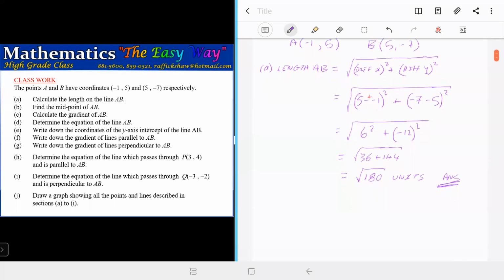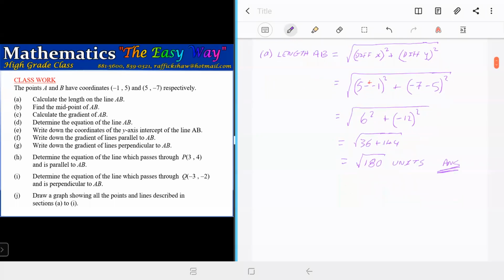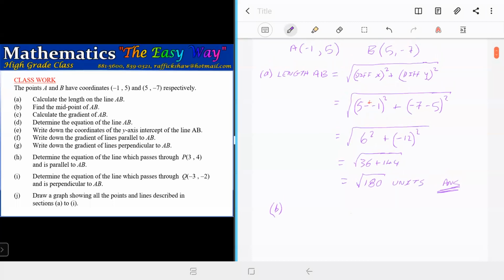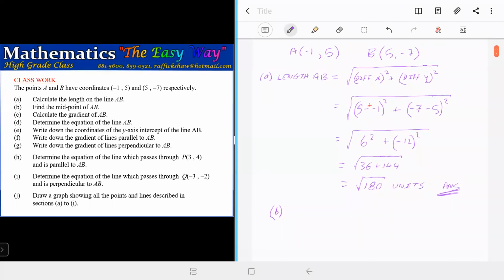All right, then we'll come to part B. So B wanted the midpoint. Remember, I told you that midpoint is like an average point. You treat midpoint like an average point. You treat it like an average. So you can't go wrong if you treat it like an average. So the midpoint.